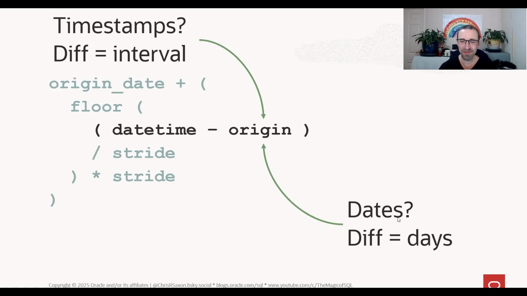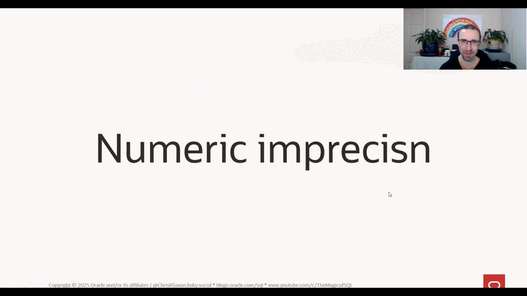All right then, so we've got dates and we're going to get the difference in the number of days. So that makes things nice and easy, right? Well, there's actually a more subtle problem here that you might run into, and that is numeric imprecision, or floating point number imprecision. So what do I mean by that? Well, what's going on here?